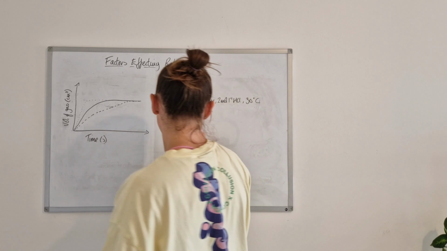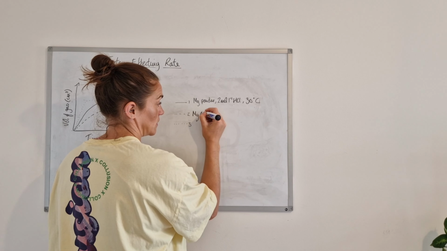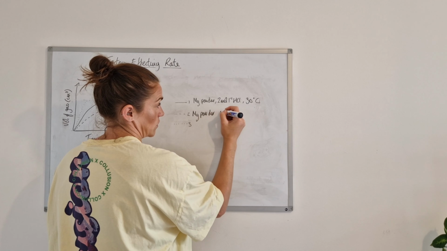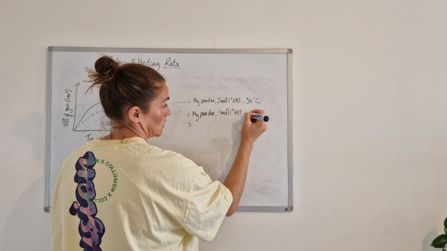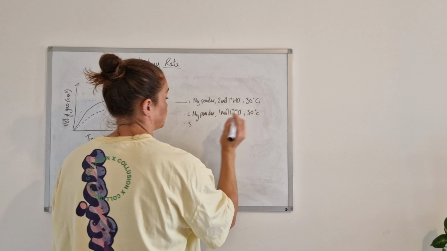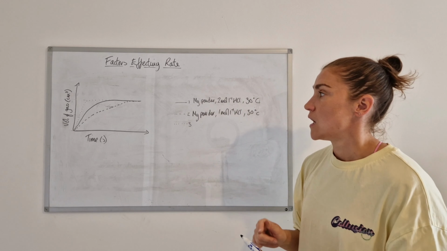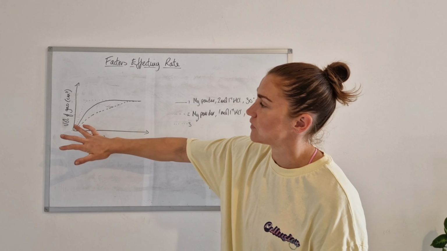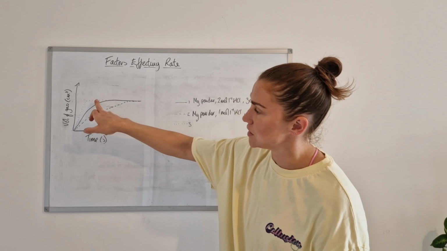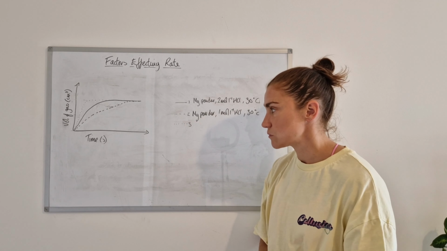So I'll just keep it as magnesium powder, and I'm just going to lower the concentration to 1 mole per litre instead, and keep the temperature the same. Okay. Then if we look at experiment 3, experiment 3 is a faster rate because the line is steeper and it goes up quicker.